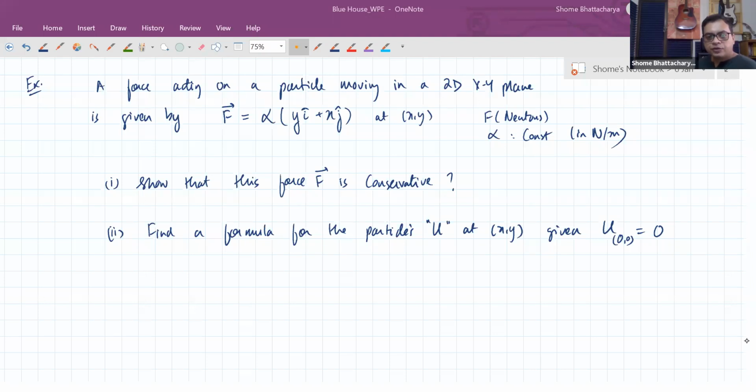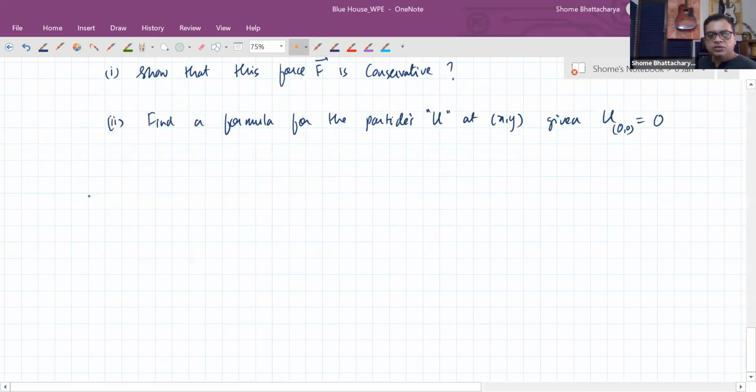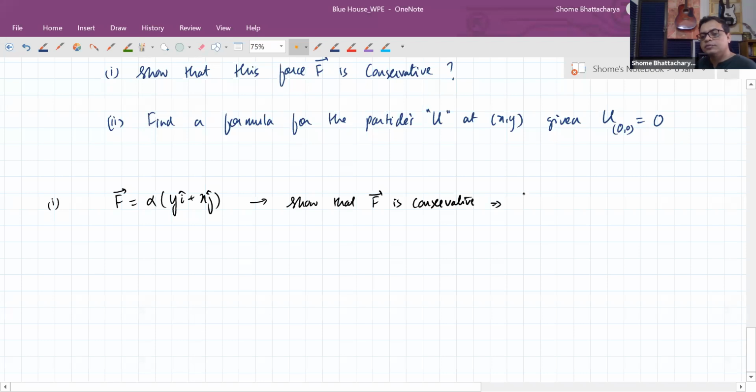Okay, so start with this. So for the first part, I want to show that the force is conservative. Okay. So we want to show that the work done by this force, that is integration F dot ds, this should be path independent. Okay. So let's see how that happens.